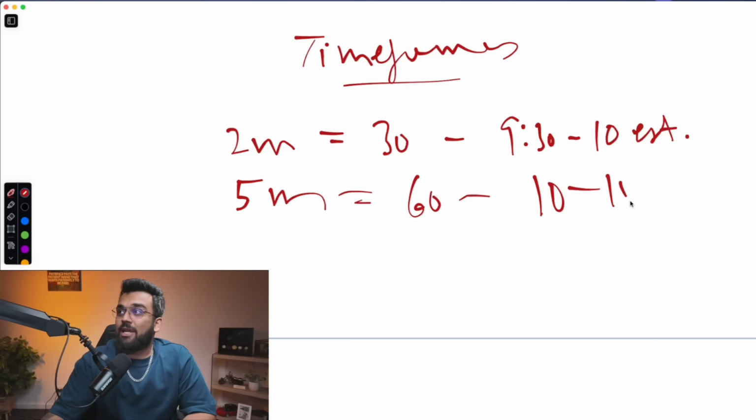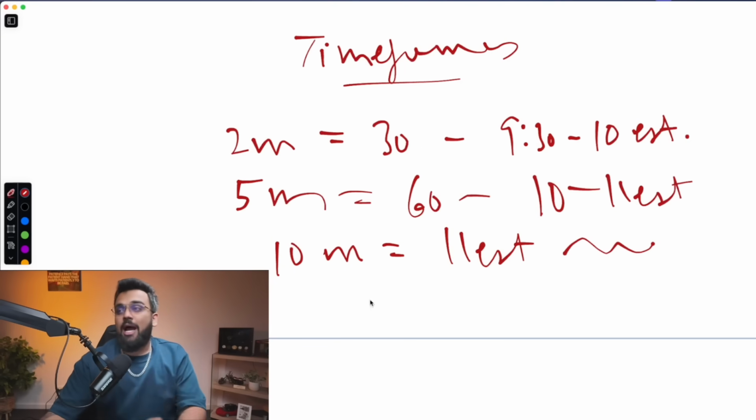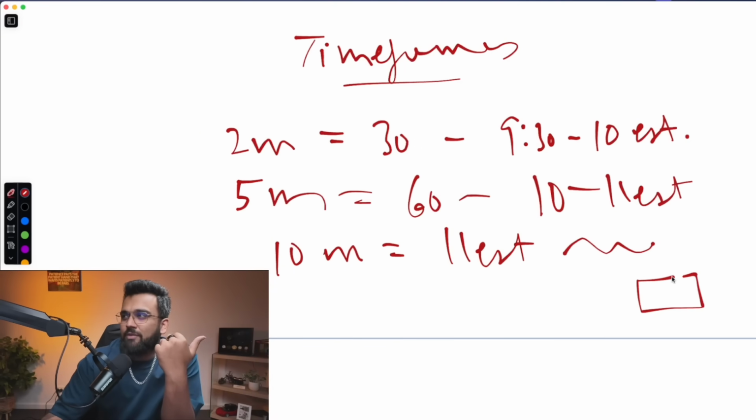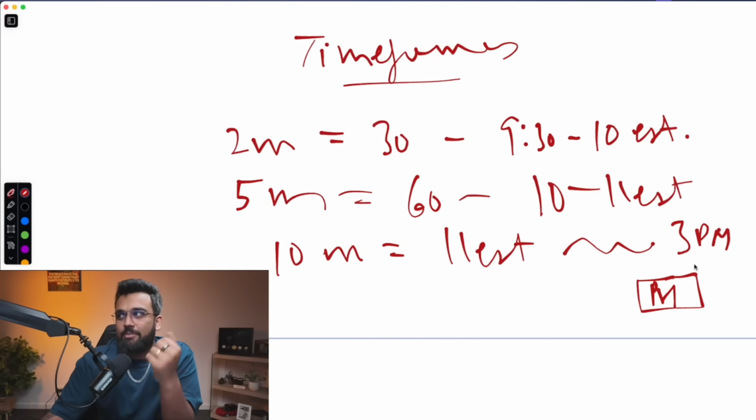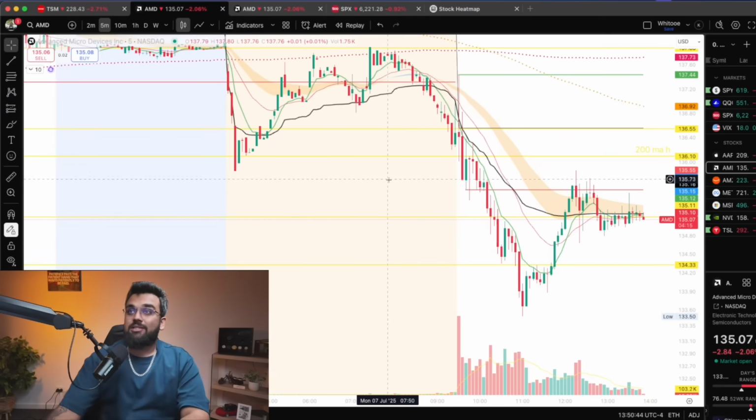That means 10 o'clock to 11 Eastern time. And then I use 10-minute chart from 11 Eastern time onwards. Okay. I do not like to trade the last 1 hour of the market, power hour. I don't like it. So basically for me, the day ends at 3 p.m. Now we understand the time frames. Let's go to the charts.